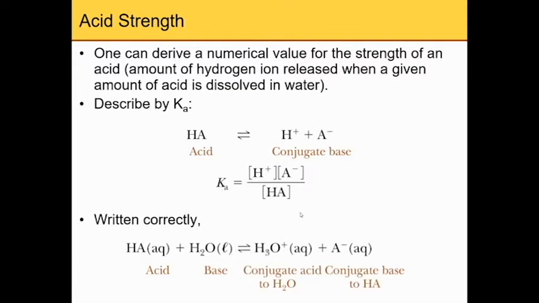So basically, we can derive a numerical value for the strength of an acid, and that's described by the Ka, all right? So from the acid HA, you get A minus, A negative, and hydrogen here. So this acid has a conjugate base, right? And then the Ka will be the multiplication of the concentrations of these two over the concentration of the acid. All right, this is the correct way to write this.